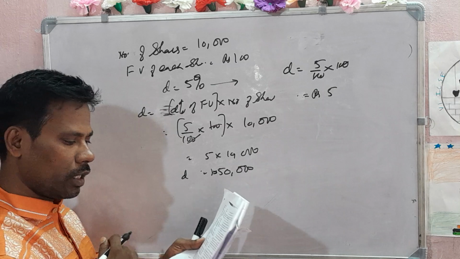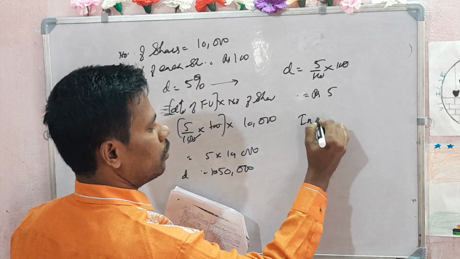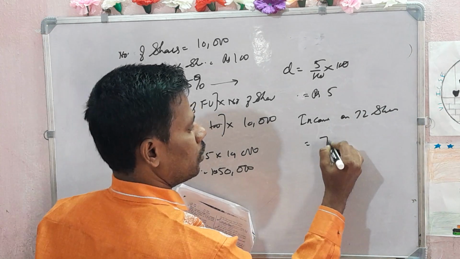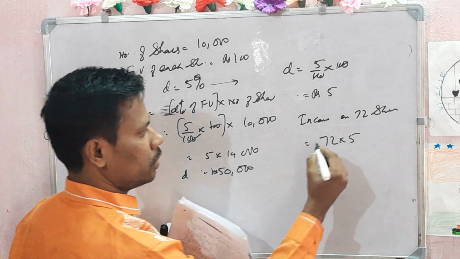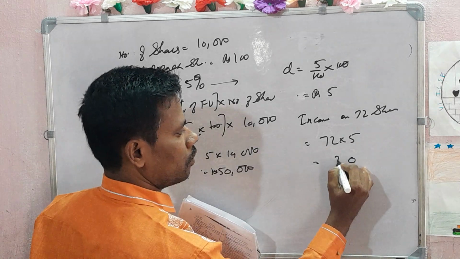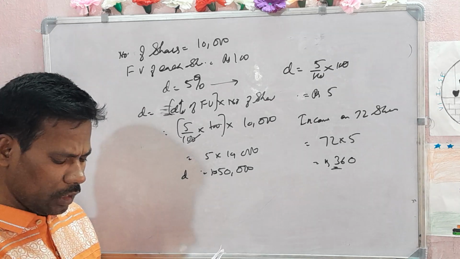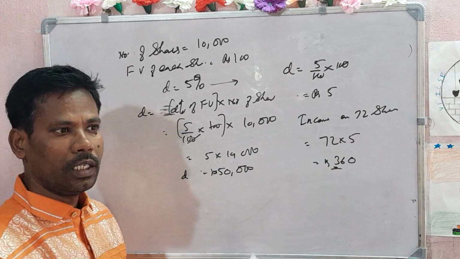The total dividend is already calculated. For the man who has 72 shares, income on 72 shares is 72 into 5, since for 1 share it is 5. For 72 shares how much? 360. Right? For 72 shares the answer is 360, because he is putting 72 shares in the company.